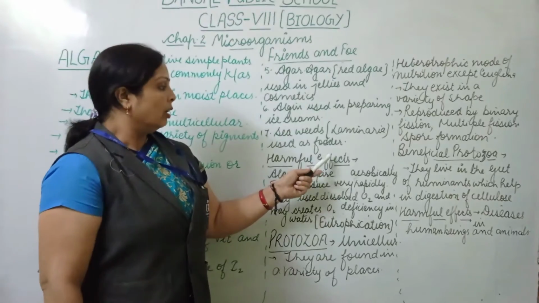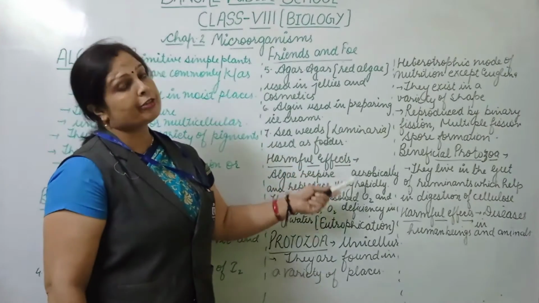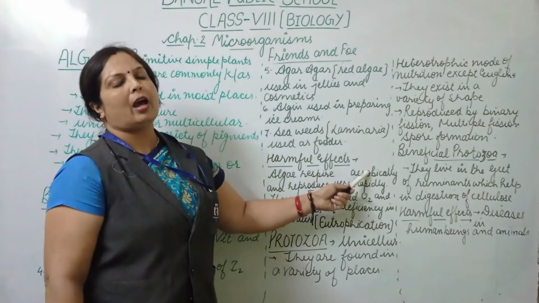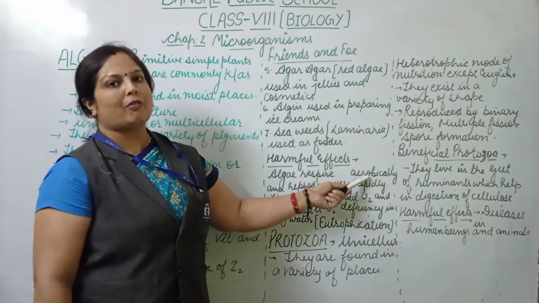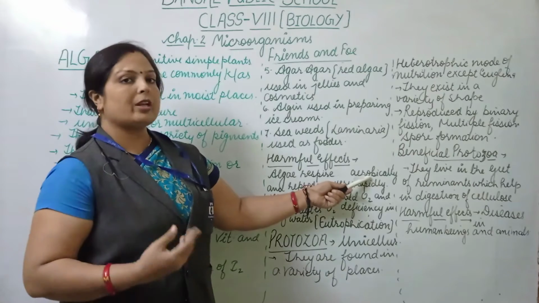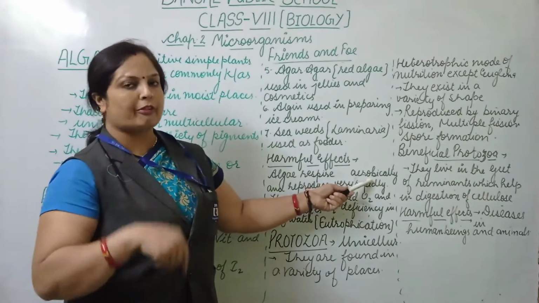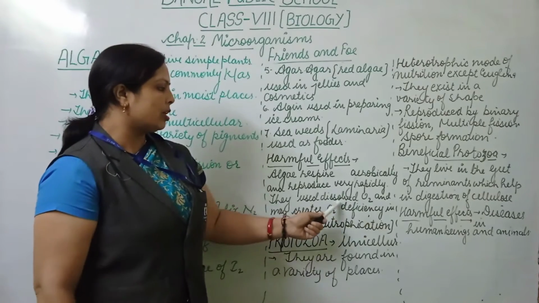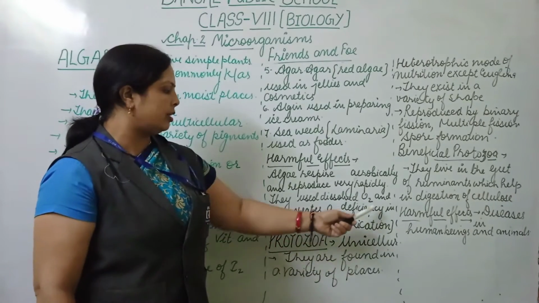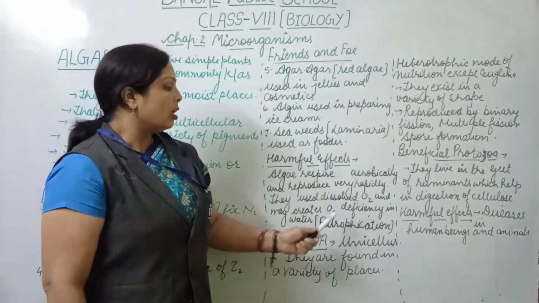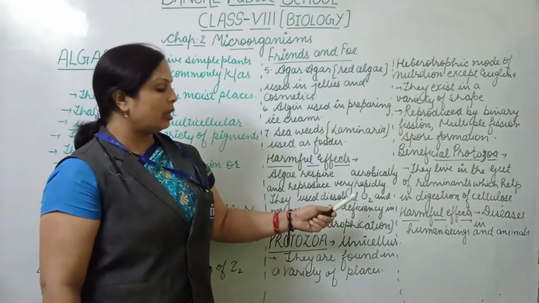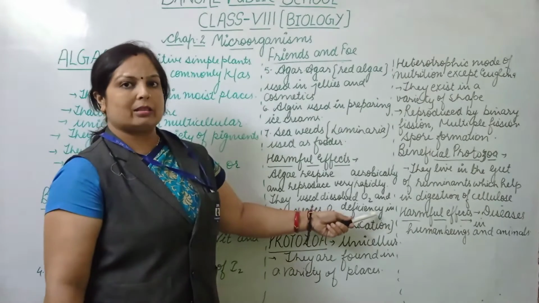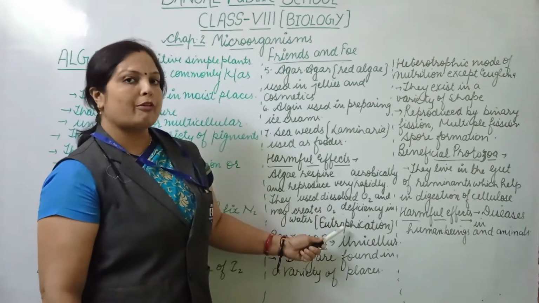Harmful effects. It's a very important point. Clear? Algae respire aerobically. Aerobically means in the presence of oxygen, and for respiration they use dissolved oxygen from water, and reproduce very rapidly. They use dissolved oxygen and may create oxygen deficiency in water, and in the deficiency of oxygen, aquatic organisms may die, and this is known as eutrophication.